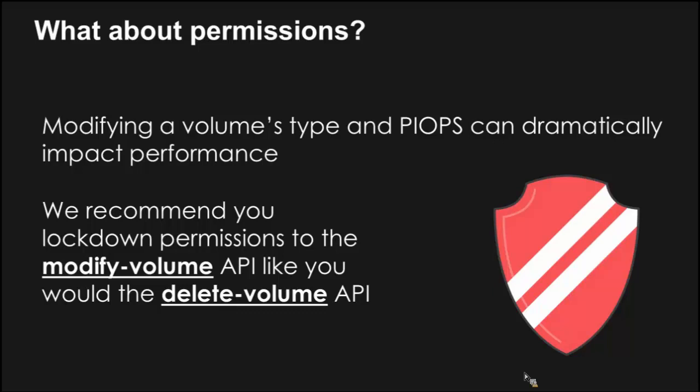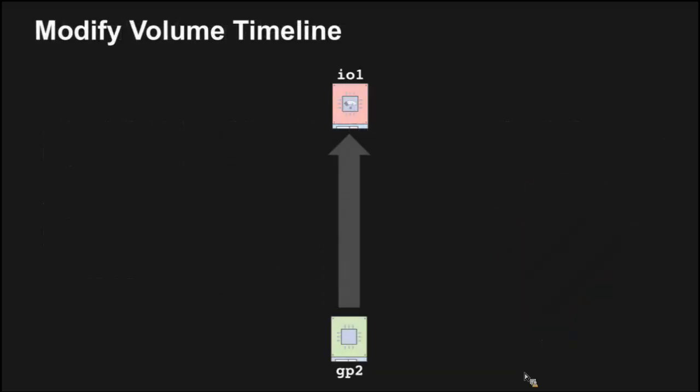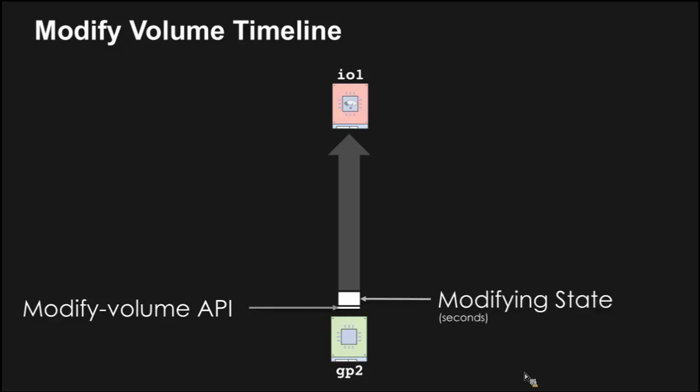So what do we recommend? Test your application before making those volume modifications, because the end result of the volume modification could be impactful. What we do recommend is that you lock down the permissions to the modify volume API call, just like you would the delete volume API call, so that only a limited few people are able to execute it, because it can be very impactful to your workload.